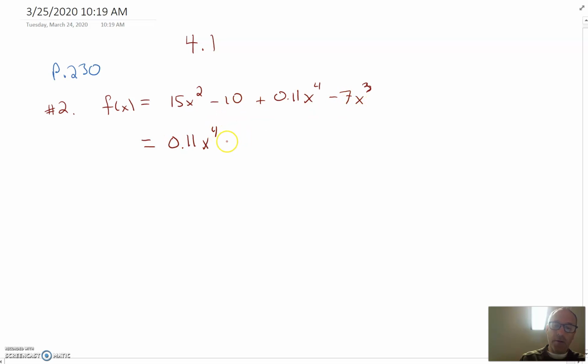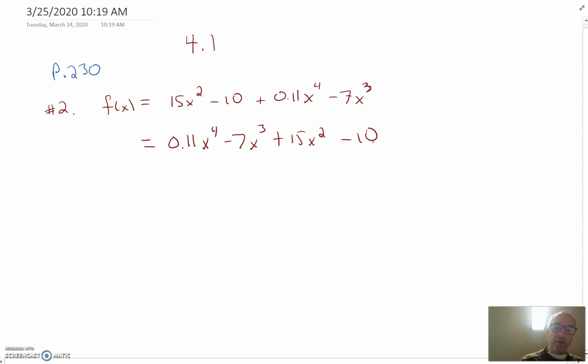Then the cubic, then the square, and then there's a constant left. So that's the first thing you want to do with a polynomial. Highest power to the lowest power, which is the constant.